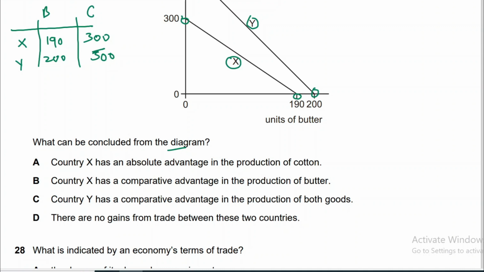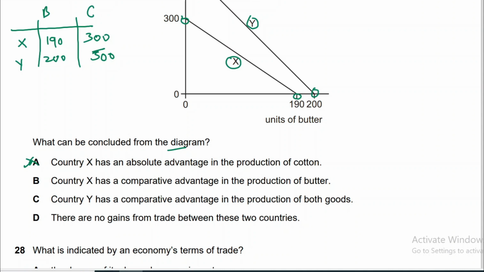And if we look into butter, B is basically for butter. So again, Y has absolute advantage in butter because it can produce more butter than X, right? X can produce 190 and Y can produce more. So Y has absolute advantage in butter as well as cotton. So option A is incorrect. X has no absolute advantage in production of any of the goods.